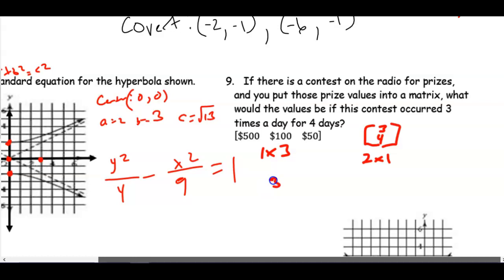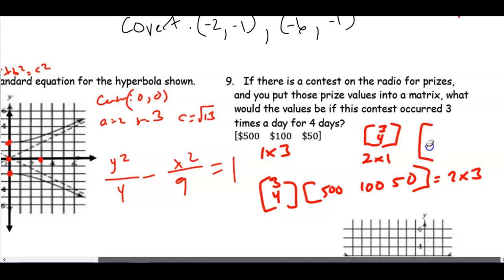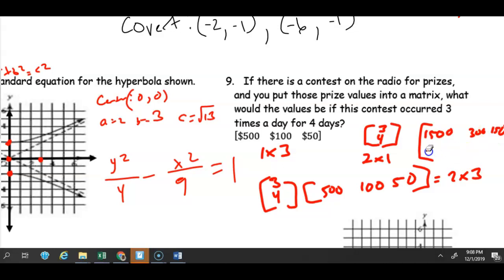And that one right there is 2 rows, 1 column. So to multiply these, you have to do this times this, and then you end up with a 2 by 3 matrix. Which would be 1500, 750, 450, 2000, 1000, 600. Think about it: 3 times a day for 4 days, that's 12 drawings, right? Yep, 2 by 3. Alright, cool.